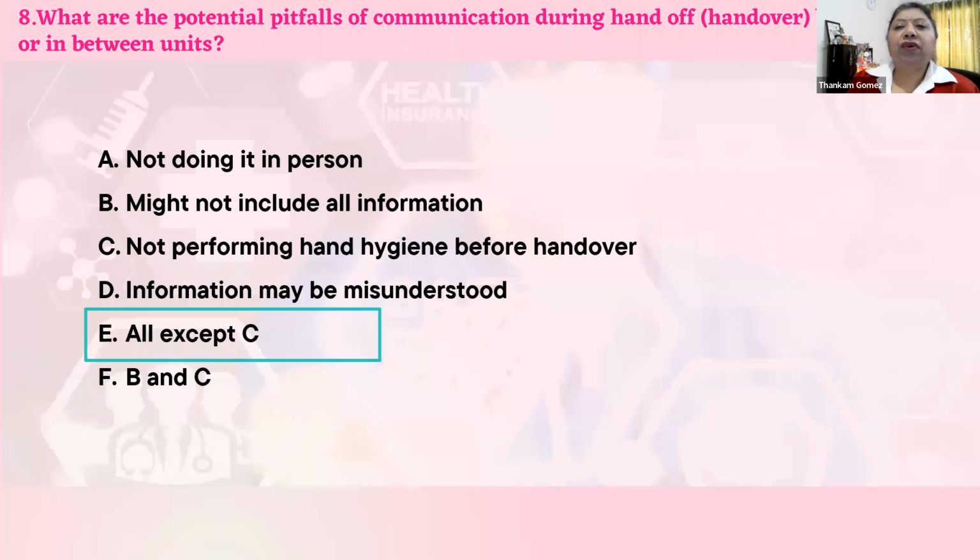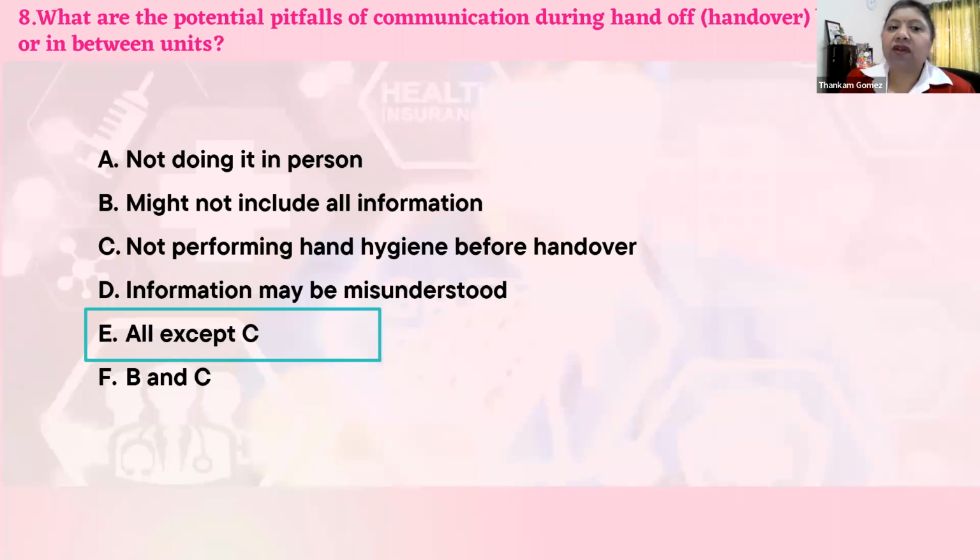So, when you are going to give handover, one, you are not doing it in person. That means you are not at the bedside of the patient, and maybe sometimes it happens, one nurse will tell the other nurse, this is the patient, just hand over and come back. So there can be high chances of missing out information, and then might not include all information. It is incomplete, and the information may be misunderstood.